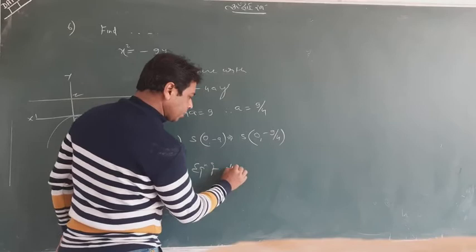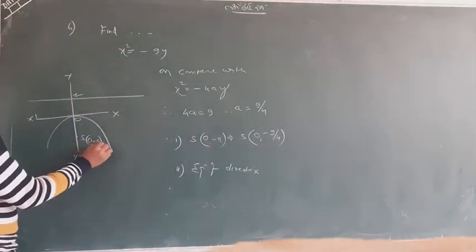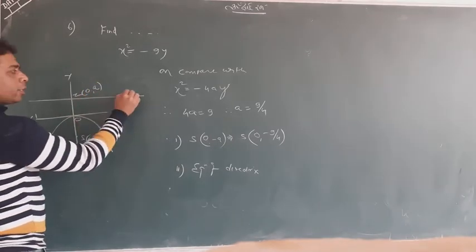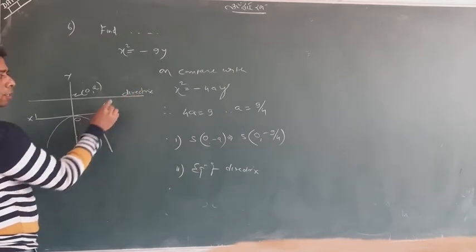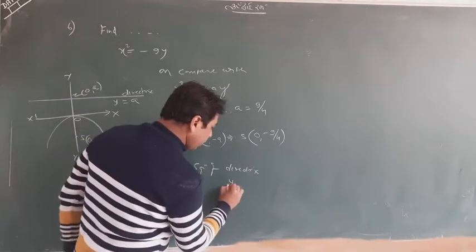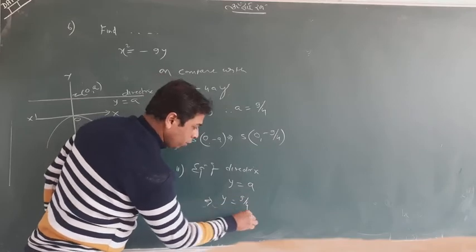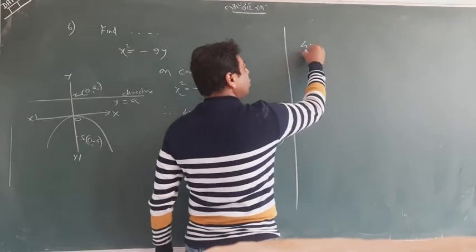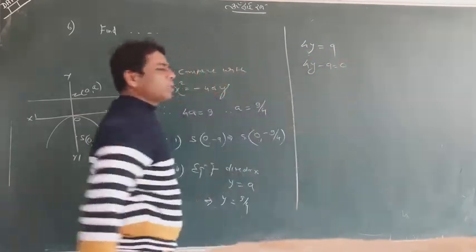Now second, the equation of directrix. So I want to write the equation of directrix with the help of this figure. This is (0, a), this is (0, -a). The directrix is parallel to the x-axis, so it is y equal to a. So your answer is y equal to 9 by 4. You do the cross multiplication, 4y equal to 9, 4y minus 9 equal to 0. This is the answer.